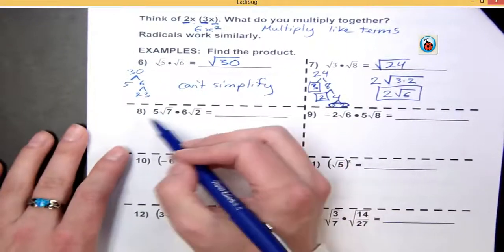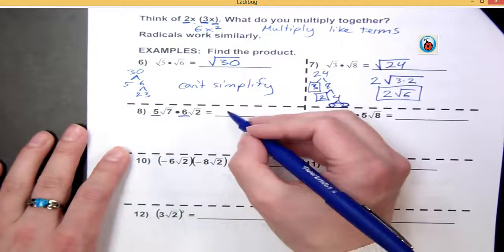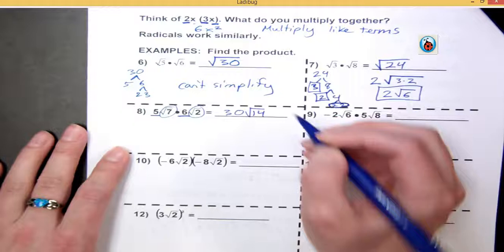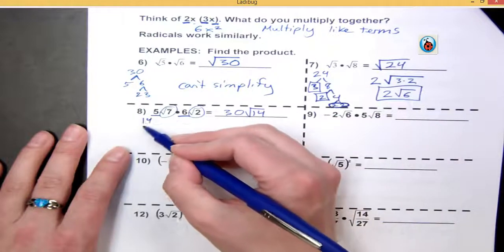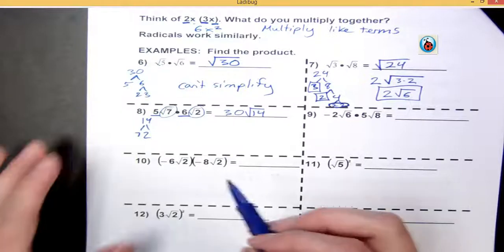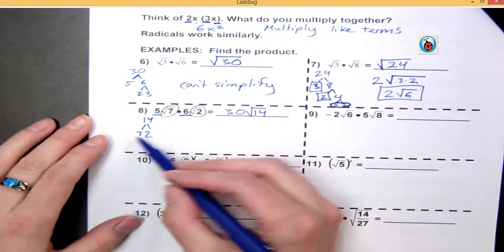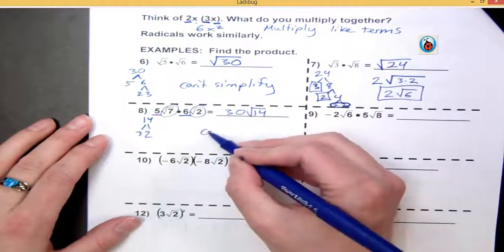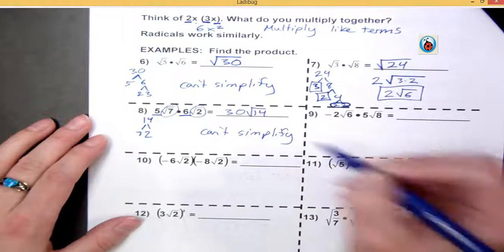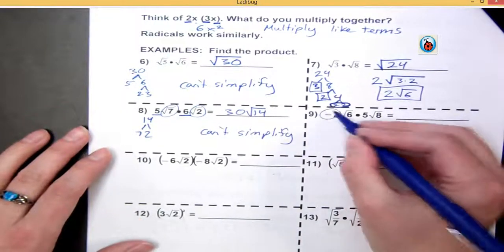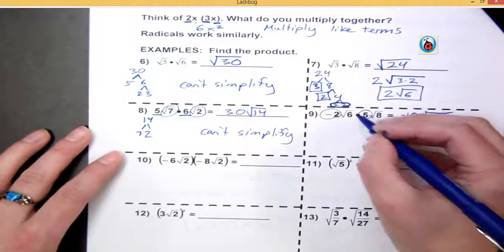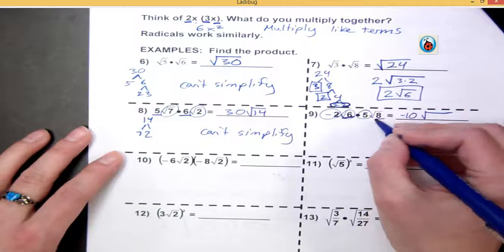On 8, we have numbers outside and inside, so we just multiply our outside numbers to get 30, multiply our inside numbers to get root 14, and 14 just divides down to 7 and 2. So this is just 7 and 2, which doesn't simplify anymore, so it can't simplify. Alright, next we again multiply our outside numbers, our whole numbers, multiply our inside numbers.